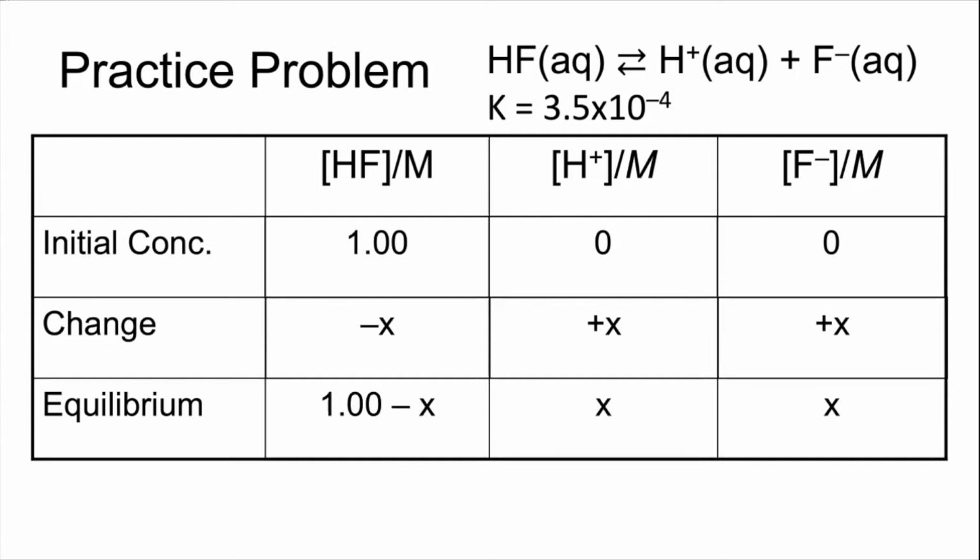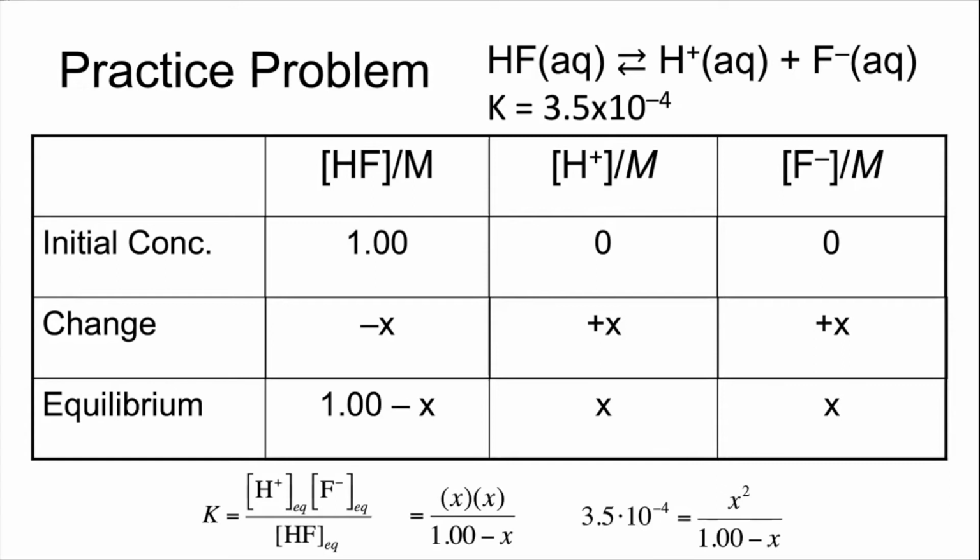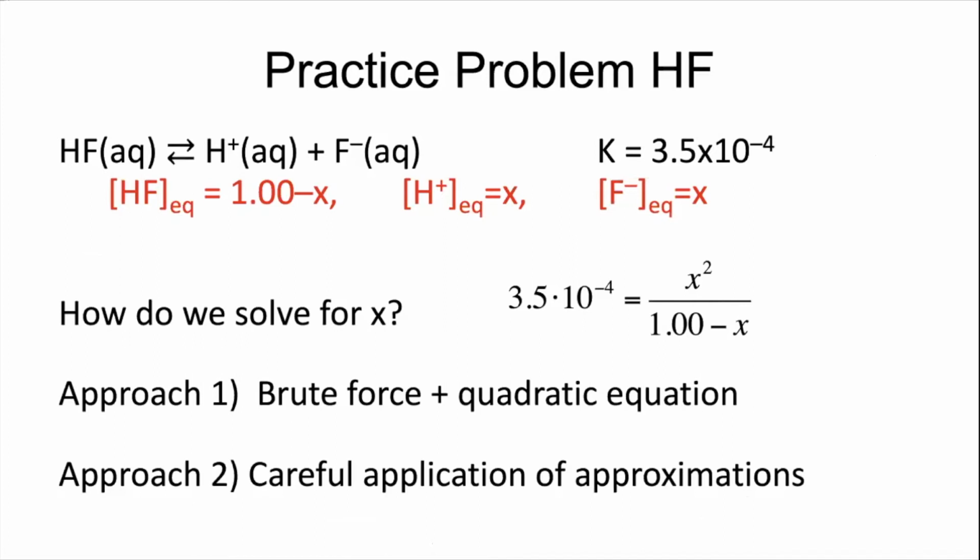1 minus X is going to be the concentration of HF. X is going to be the concentration of H plus and the concentration of F minus. The good news is I know the value of my equilibrium constant. So what I can do is set up my expression and substitute in what I know. X squared over 1 minus X equals 3.5 times 10 to the minus 4. Pretty straightforward. All we have to do here is solve it using, you guessed it, the quadratic equation. That's the way we're going to do it first. Then we're going to try a different way that's easier but requires some thinking.